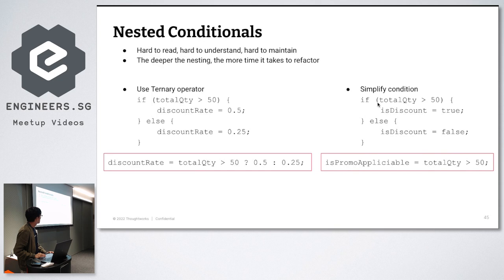And next one is simplified condition. So what is this doing? It's like this total quantity is greater than 50, we set some value to true or false. We can put it into one line only. Why do we have to do the nested? Of course, this is just an example only. But in reality, there might be many layers of if statements that we have to go through, right?